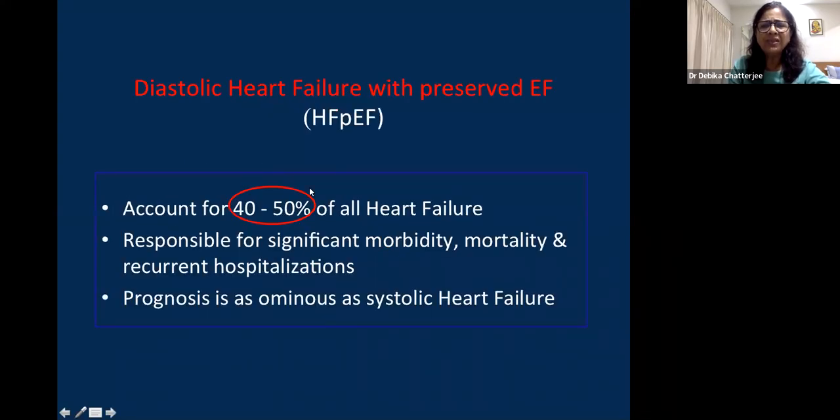So this patient is basically in diastolic heart failure with preserved ejection fraction, which accounts for 40 to 50% of all heart failure. So we say HFpEF, heart failure with preserved ejection fraction. You must have heard about this. And it's responsible for significant morbidity, mortality, and recurrent hospitalization. And the prognosis is as bad as systolic heart failure. So we need to know about diastolic heart failure. We need to know how to decipher the diastolic dysfunction in these patients.